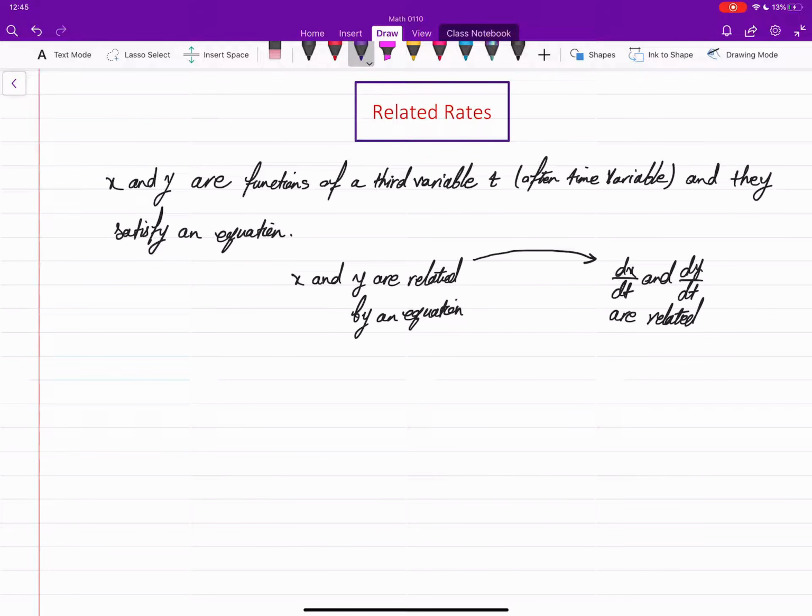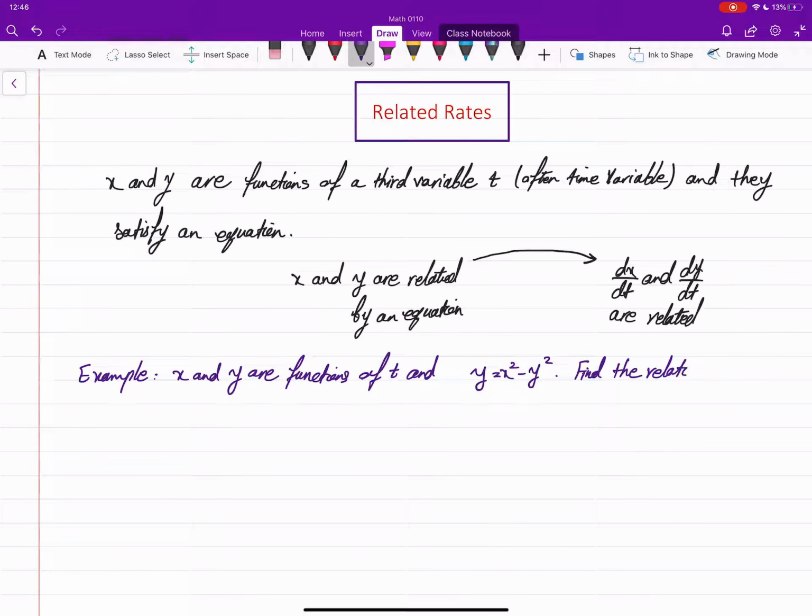Let's do an example. Through that example, we will learn the main steps and then go from there. x and y are functions of t, and they satisfy the equation y equals x squared minus y squared. Find the relation for rate of changes.